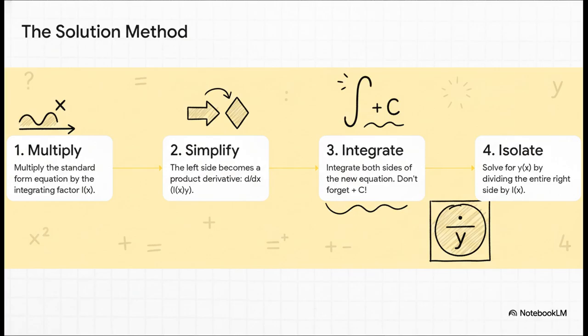First, you take your integrating factor and multiply the entire equation by it. Then, by design, that messy left side just collapses into the derivative of I of x times y. Next, you integrate both sides, and please, please do not forget the constant of integration here. Finally, just get y by itself by dividing everything by I of x.